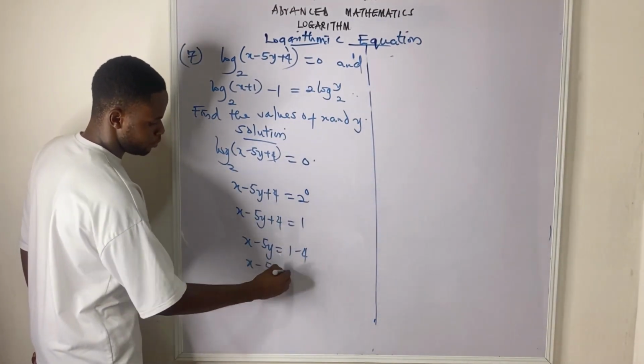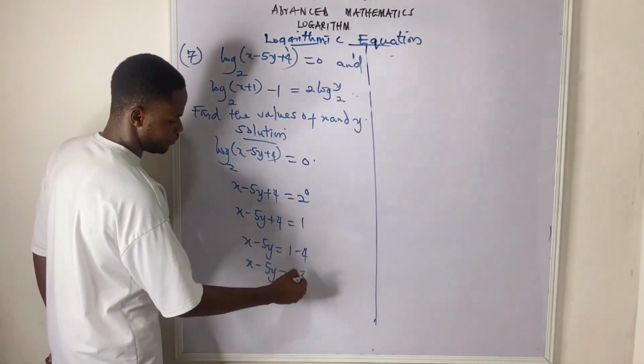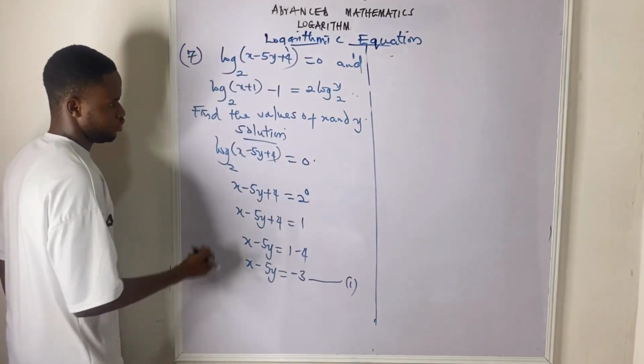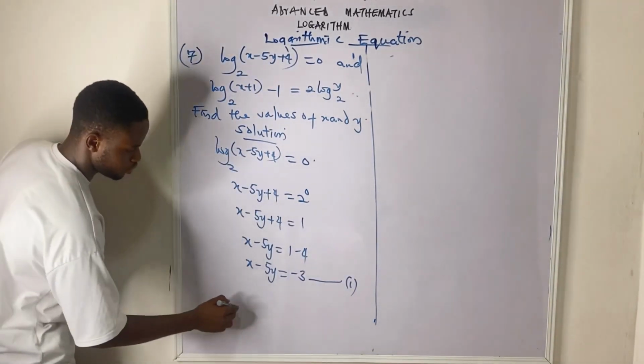And x minus 5y will simply give us, what was 1 minus 4? That would be minus 3. So we can call this equation 1. So consider the second equation. What is the second equation?